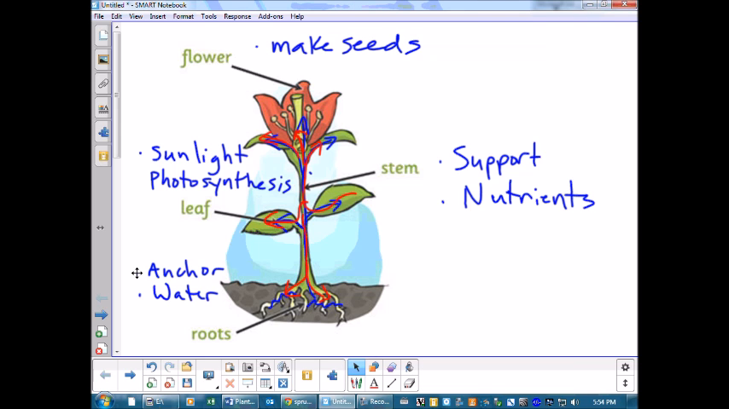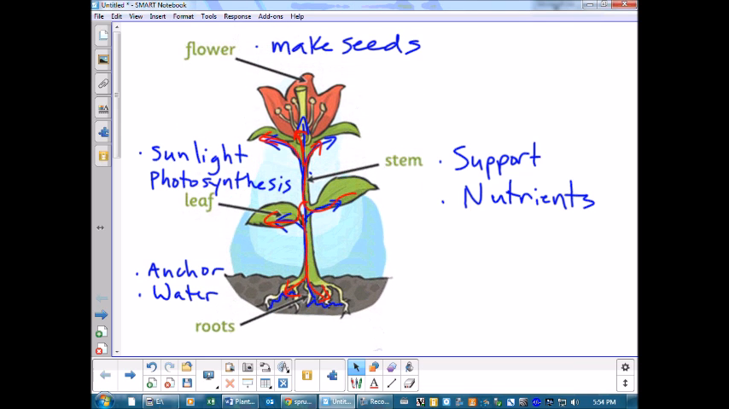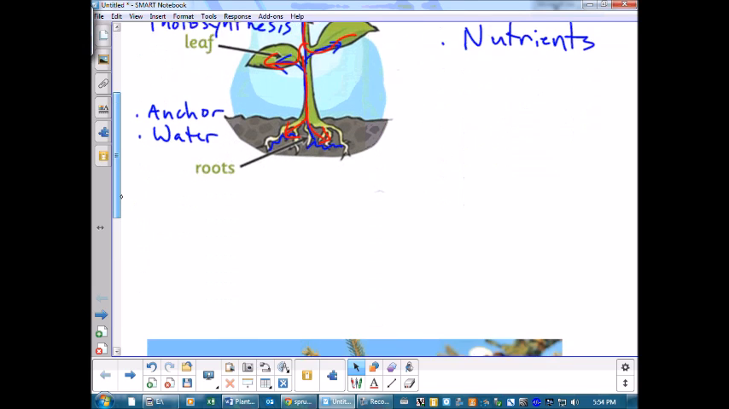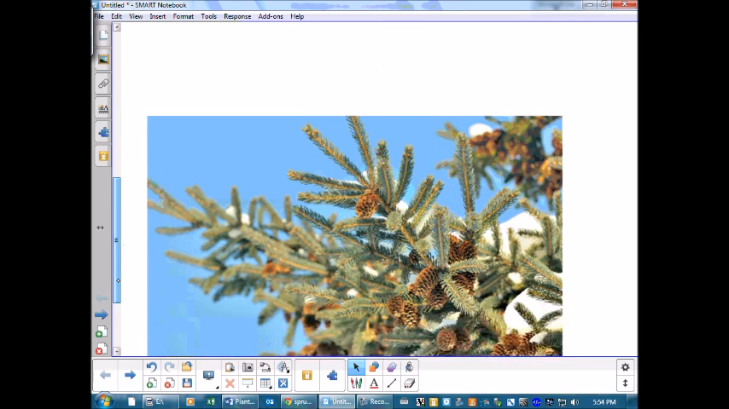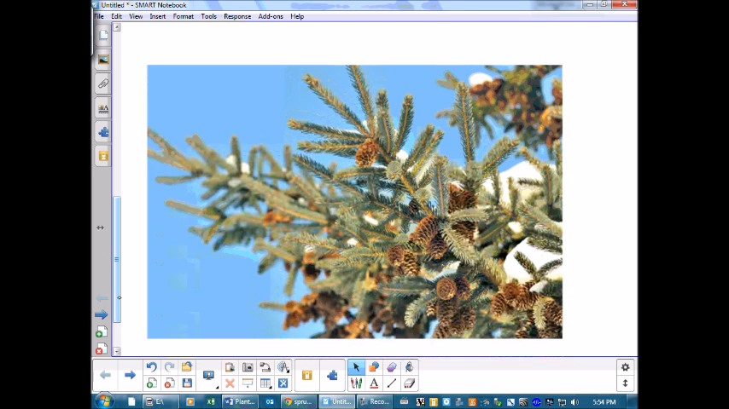Now I want to look at another diagram that I want to show you, and that's kind of like just a little bit of an up close look at a spruce tree. Now you may think, well, this is a little different. Is this a seed plant? You betcha it is. Okay.